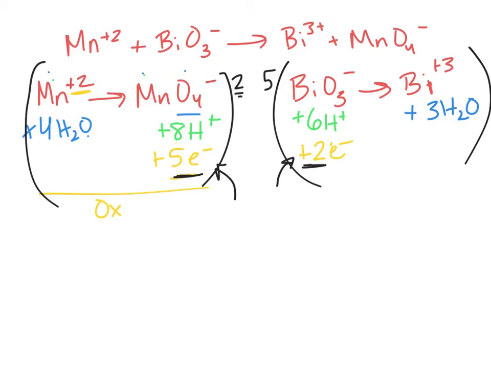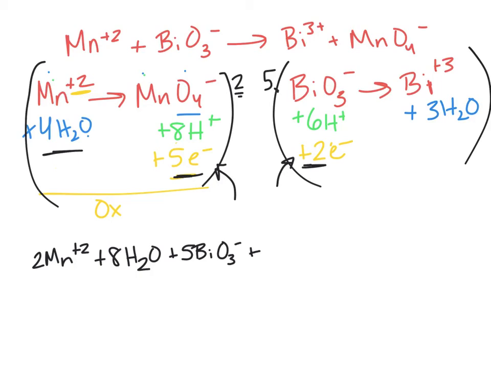We've got to make sure we're multiplying the whole time. So what I'm going to do is take all the reactants from oxidation first and multiply them by 2. So I'm going to have 2 Mn2+ and 8 H2O. And now I'm going to take all the reactants from the other side, multiplying them by 5. So I'm going to have 5 BiO3-, and 5 times 6 is 30 hydrogens, and 5 times 2 is 10 electrons. Oh my goodness, those are all of my reactants.